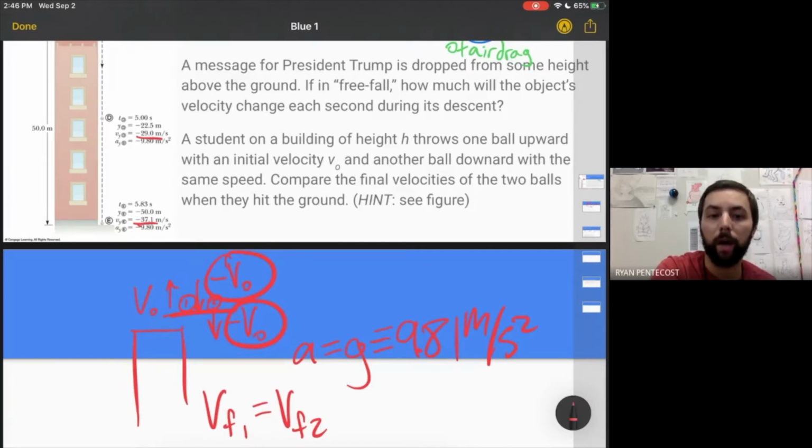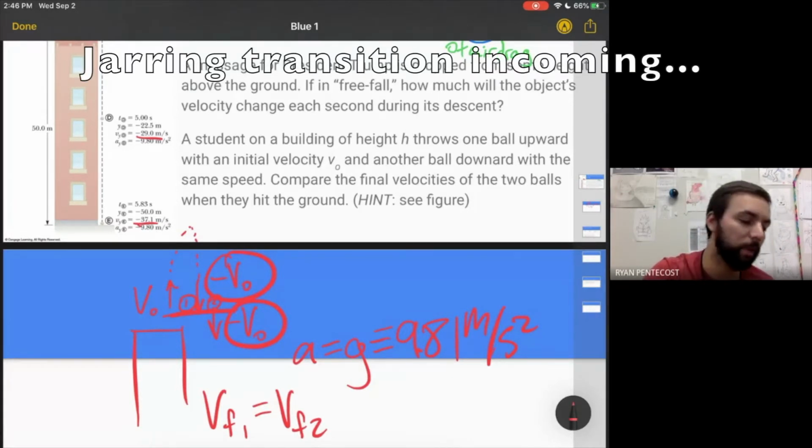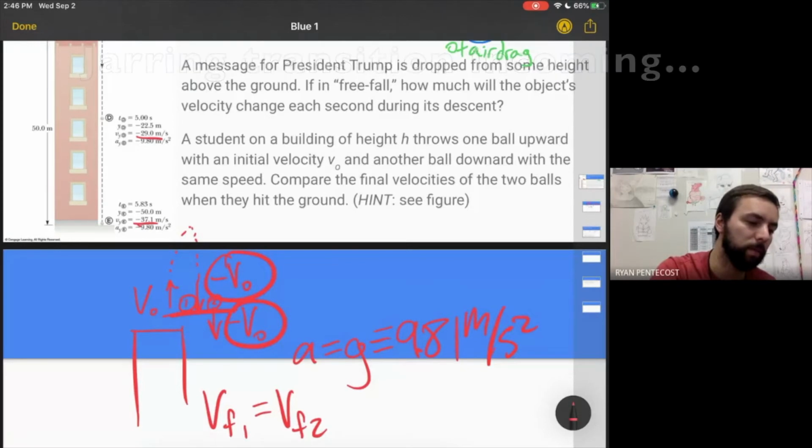Now, the time would be different, right? If ball 1 is thrown at the same time as ball 2, ball 2 will hit the ground much faster, because ball 1 has to go up first and then back down. So yes, they'll have the same final velocity. They won't have the same time, but they will have the same final velocity.